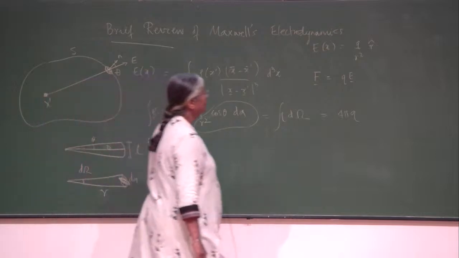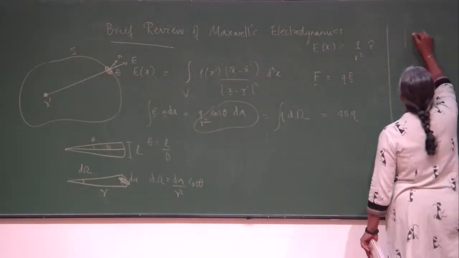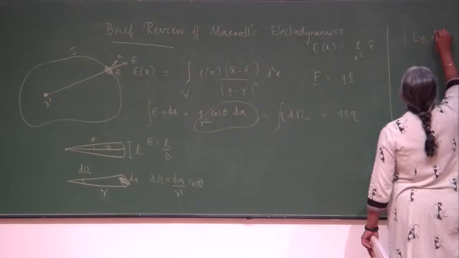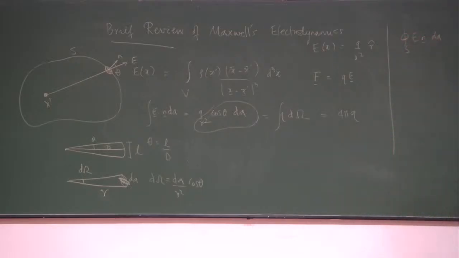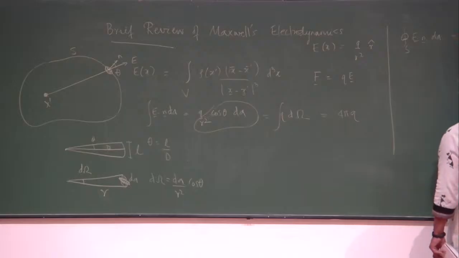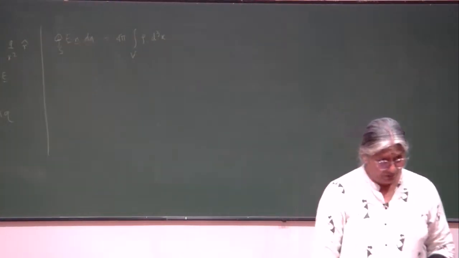So now I have, this is called the first integral form of Maxwell's equations: the integral of E dot n dA over the surface of this volume is equal to 4 pi times the charge contained in the volume that it encloses, right. How do I get a differential form of this?